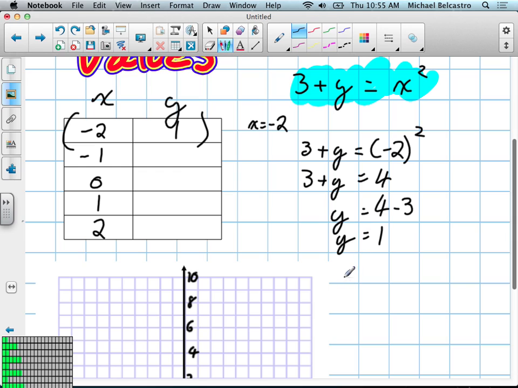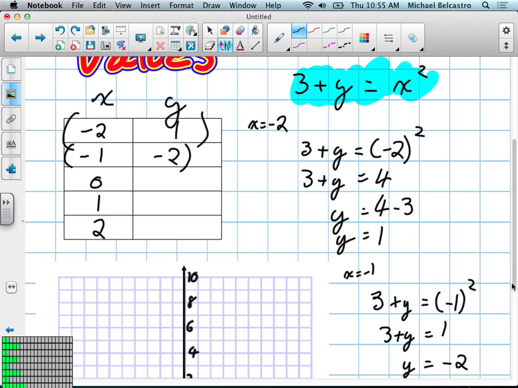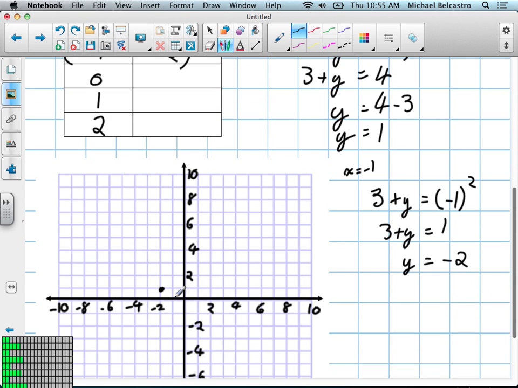We're then going to take our next value. When x is -1, same equation. 3 plus y is equal to, and we replace x with -1. -1 squared is going to be what? 1. Positive 1. Okay? I'm going to go through this a little quicker since you guys have seen me go through the first one. The process is the same. When I move 3 over, it becomes negative. What's 1 subtract 3? -2. Okay? So our next coordinate is -1 and -2. This is our next coordinate here.